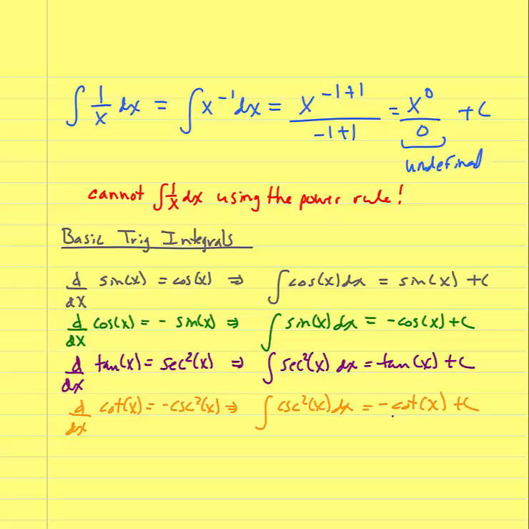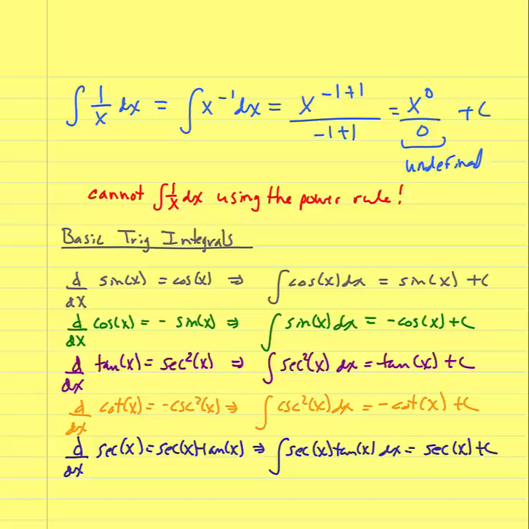Let's go ahead and look at secant. The derivative with respect to x of the secant of x is secant x tangent x. That implies that the integral of secant x tangent x dx is equal to secant of x plus c. And again, it's really important that you remember these derivatives, because then you're going to have the antiderivatives down a lot easier.